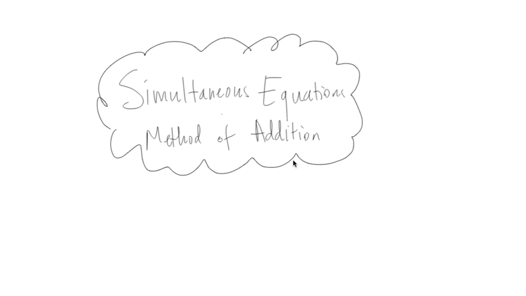In this video we're going to talk again about simultaneous equations and how to solve them algebraically, i.e. not graphically, but we're going to use another method which is called the method of addition. And let's take an example to show how we do that.